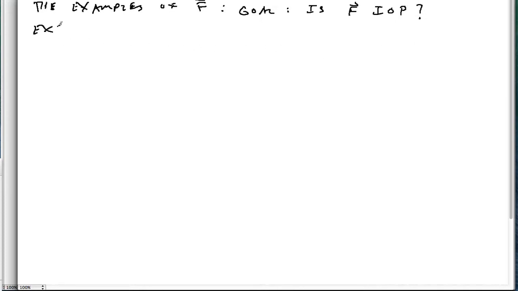So I'll pull up another sheet. Okay, so we're going to do 3 examples of f, and again the goal here is f independent of path. Okay, so we're going to talk about a really simple one first, example 1, and that is the example of what if f is a constant?